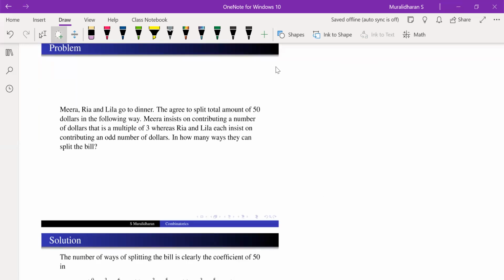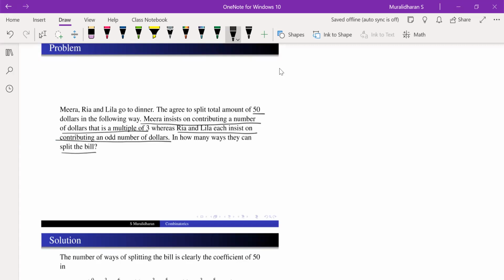let's look at this problem. So we have 3 people going out for dinner. They want to agree to split the bill 50 in the following way. So Meera says that she will contribute a number of dollars, a multiple of 3. And Ria and Leela each will insist on contributing an odd number of dollars. So how many ways can they split the bill?